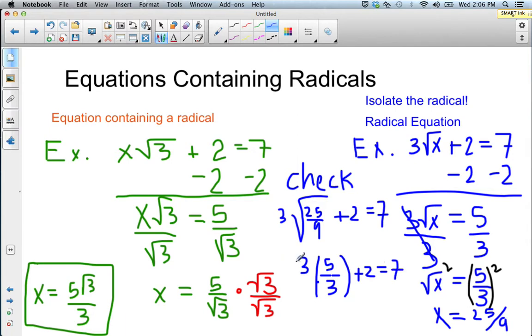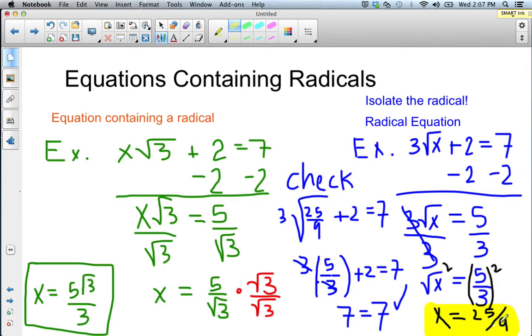The 3's cancel, and we simply have 5 plus 2 equals 7, so it works. 7 equals 7, check. And I can box in my solution. Highlight, yellow. Okay, and there you go.